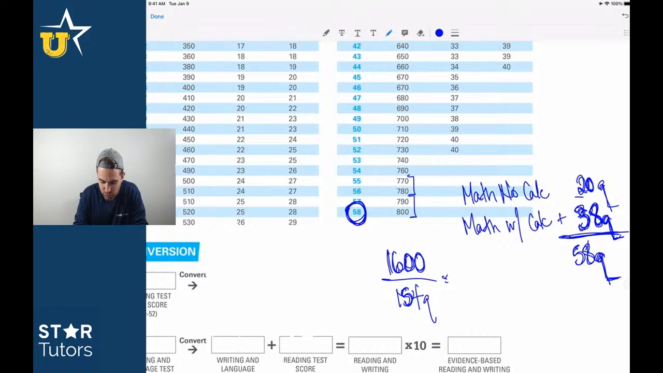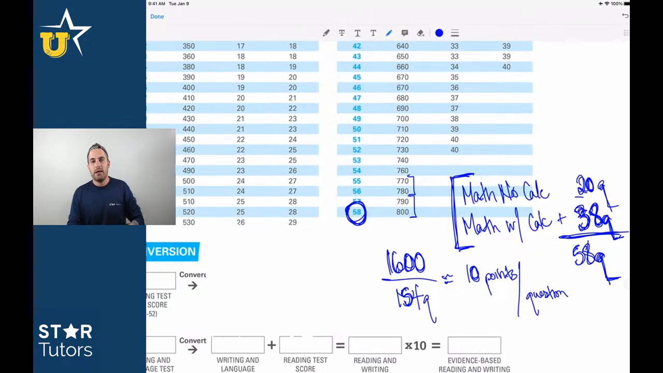Meaning that it's approximately, right, 10 points per question. And why I bring this up, guys, is because it means that every single question on the math sections is worth the same value. Every single one of those. Okay, so if you're the type of person that doesn't like the no calculator section, that doesn't mean you should give up if that doesn't go very well. It's the exact opposite, right?